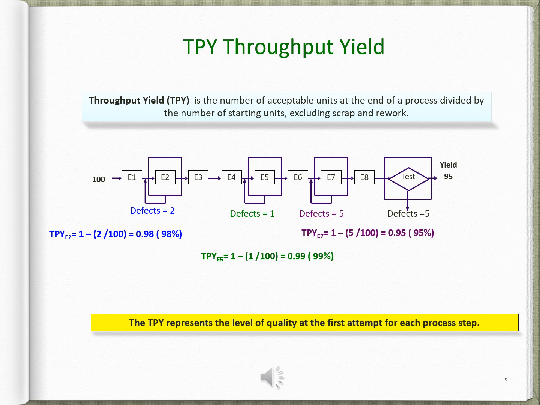Correspondingly, step 5, E5, has a TPY of 99%, and step 7, E7, has a TPY of 95%. It is important to note that the remaining steps did not present defects. Thus, its TPY is 100%, and those values are usually not highlighted.